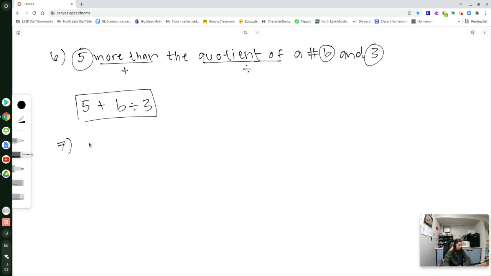Question 7. It tells you that it costs $7 to bowl a game. And then it costs you $5 for shoe rental.